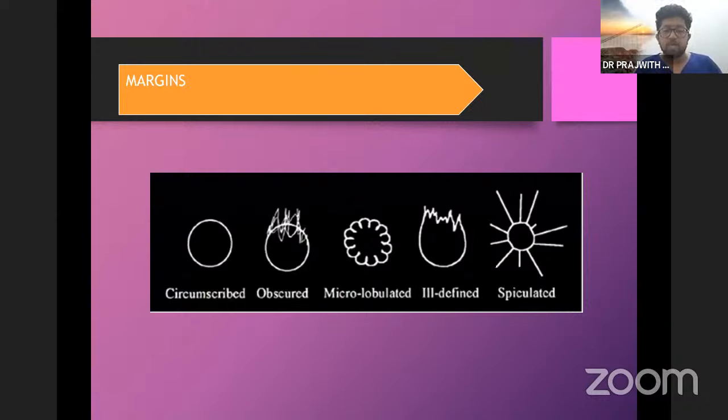Now, margin is the outer border, the surface. Margin is the difference between the normal structure and the lesion. If it is very well circumscribed, a very obvious circle, then it is usually benign. If it is obscured, it can be a benign lesion covered by some fibroglandular tissue. But if it has microlobulations on the surface, then again it slightly favors malignancy. But if it is ill-defined or spiculated, then it becomes more likely malignant.